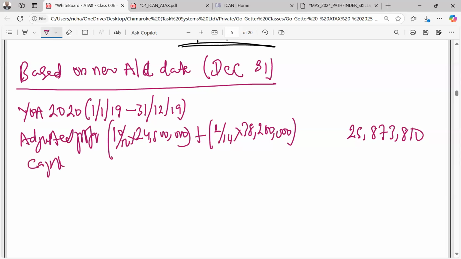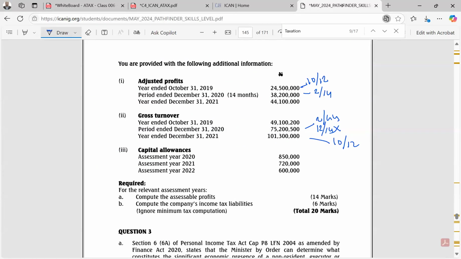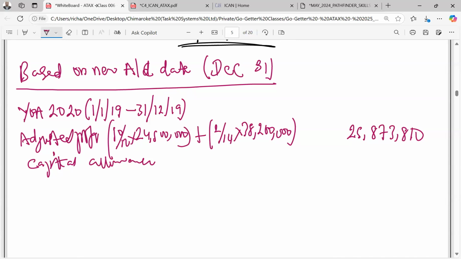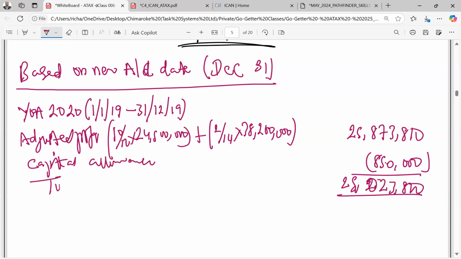Then capital allowance. How much is that again? 850. What would that 25 million be? 23,810. 3,810. So this is your total profits.